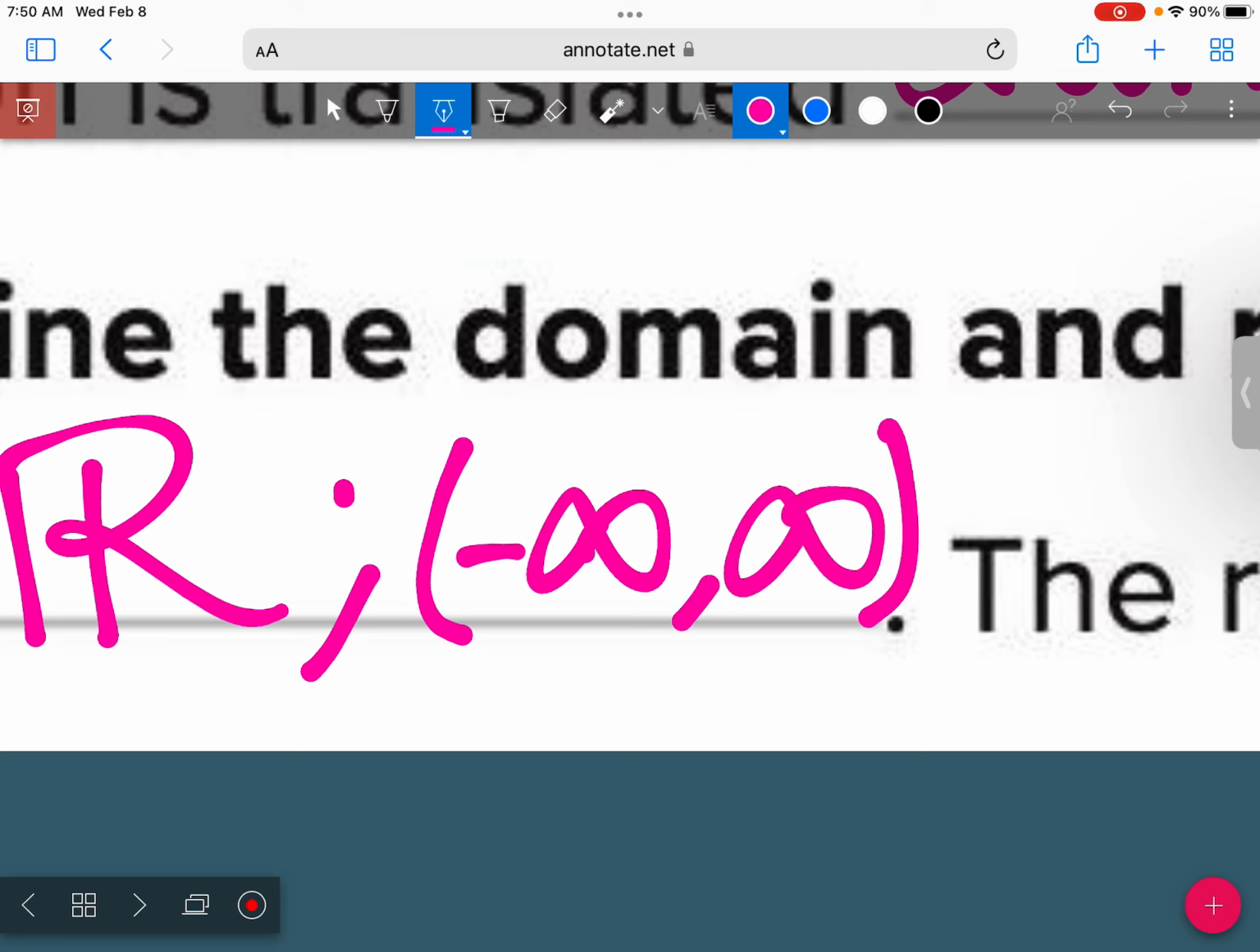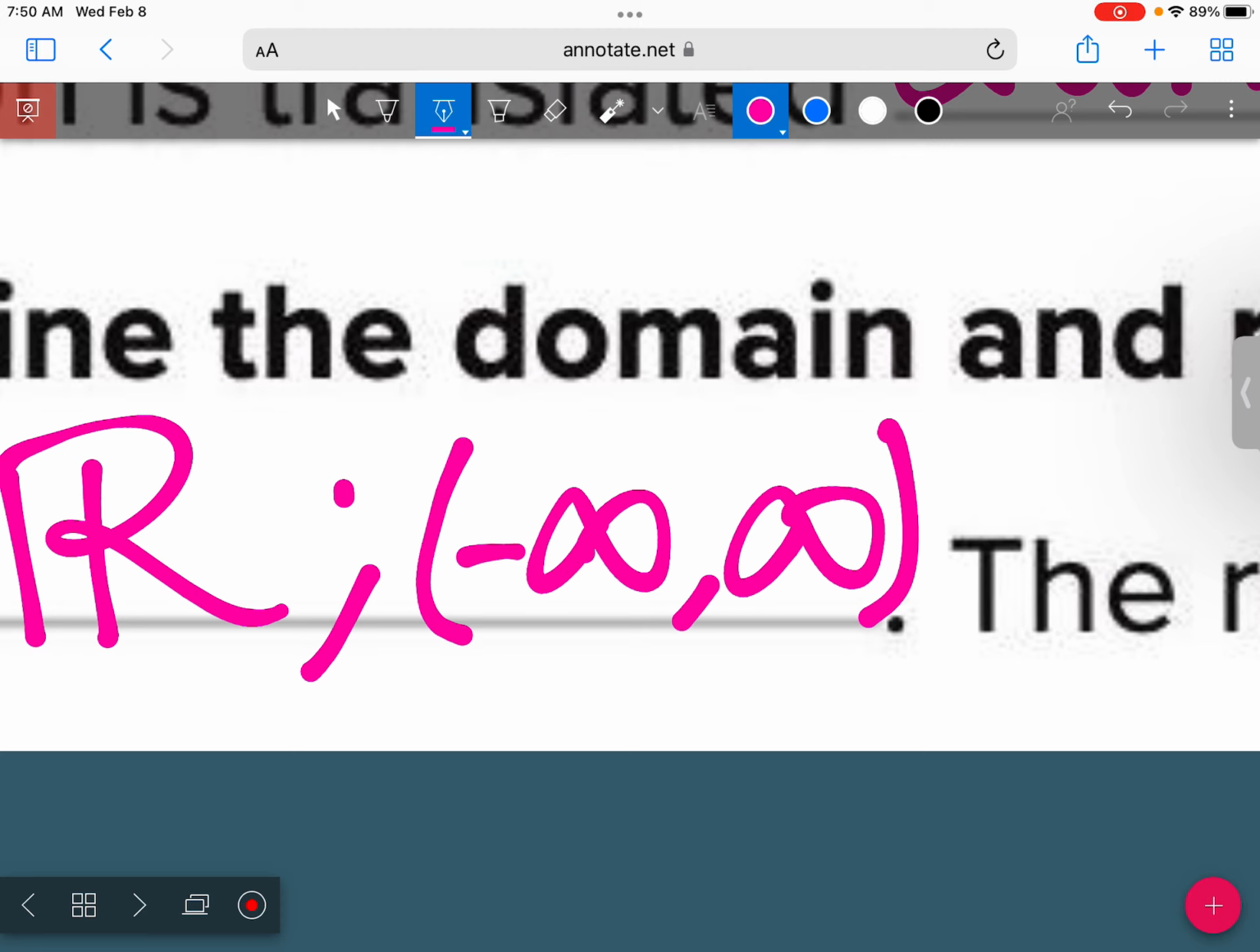And then our range, we're looking at the orange graph, because the orange line is our transformed line. The blue one is our parent function, remember? So looking at the orange one and our y's, our y direction, because we're looking at range, does it keep going as it goes towards negative infinity? Yes, it continues on forever. Okay?